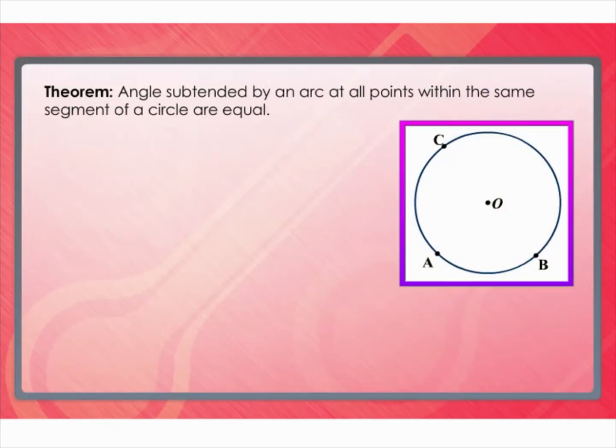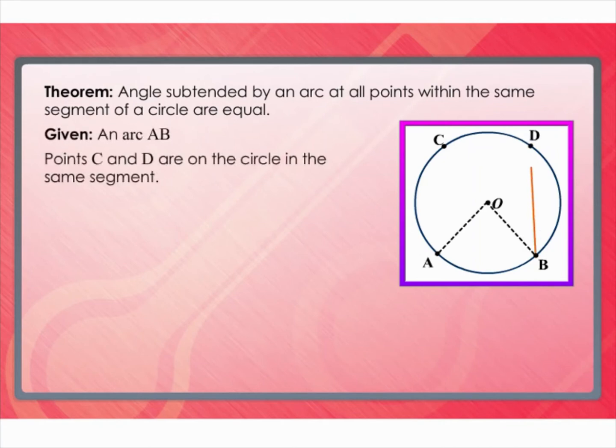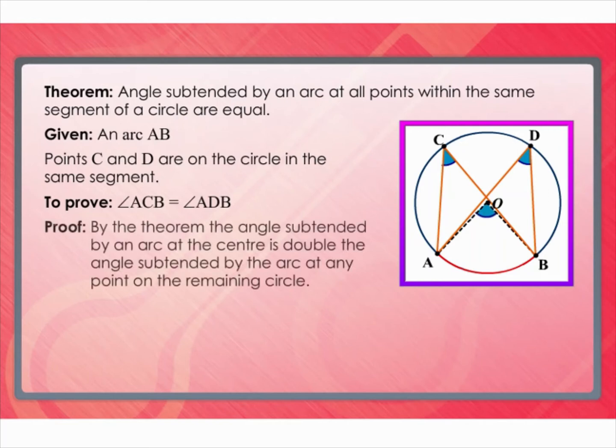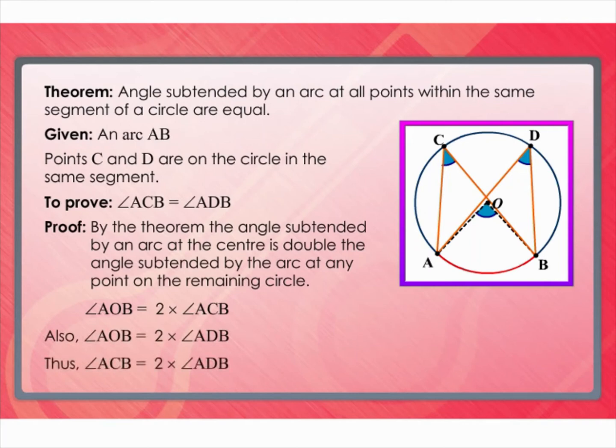Now consider another point D on the circle in the same segment as point C. What can you say about angle ACB and ADB? The theorem states that angles subtended by an arc at all points within the same segment of a circle are equal. So we have to prove angle ACB is equal to angle ADB. By the theorem, the angle subtended by an arc at the center is double the angle subtended by an arc at any point on the remaining circle. So we can say angle AOB is double either angle ACB or ADB. Thus, angle ACB and ADB are equal. Hence, the theorem is proved.